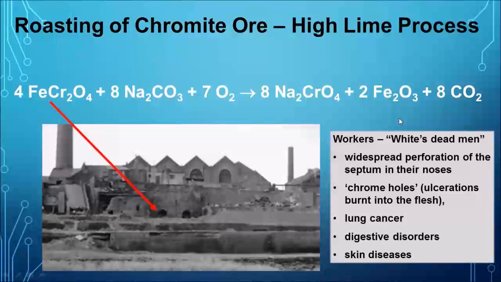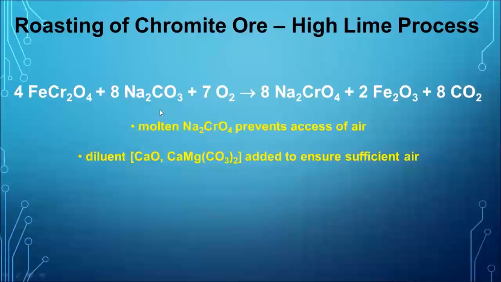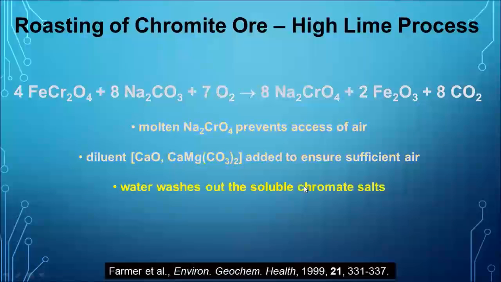But going back to the process, the initial process, as I said, was with sodium carbonate, but it was found that this wasn't particularly efficient because of the viscosity of the molten sodium chromate mixture. And to counter that, there were various diluents added, lime and dolomite shown here, and these ensured sufficient air getting into the mixture and a much better conversion of chrome 3 to chrome 6. And the addition of these materials, the lime and so on, these are what gave rise to the name of the high lime process. And these also feature very highly in giving the waste materials their highly alkaline characteristics.